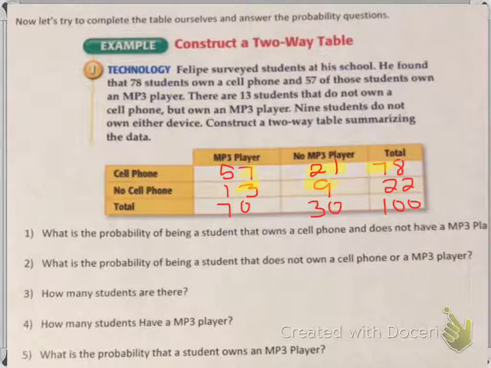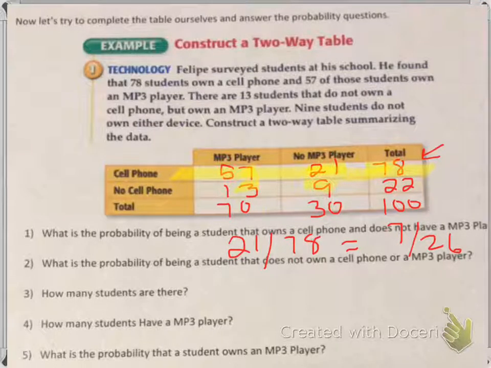So let's try and decide which numbers we're looking at here. We own a cell phone, which is this direction, and we do not own an MP3 player. So the one that is do not own an MP3 player would be 21, and that would be out of the total right here, which would be 78. So 21 divided by 78 on my calculator. See if that reduces at all, and it does. It reduces to 7 over 26. So my solution for number 1 is 7 over 26.